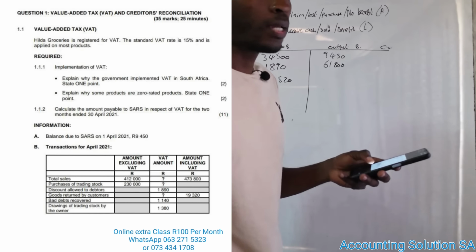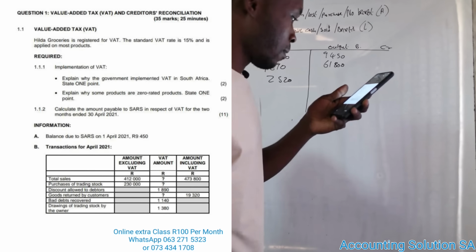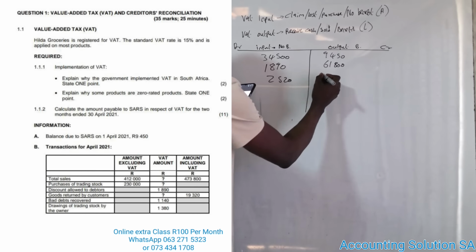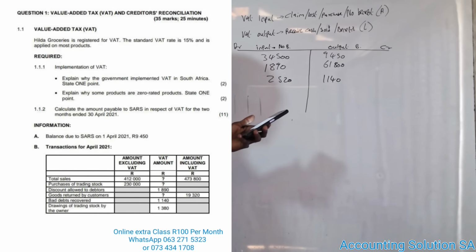Okay, then the next one. Bad debts recovered, guys. We benefited because we recovered money, we received money. Bad debts recovered, this side, 1,140. We benefited, we must pay something because we received money.